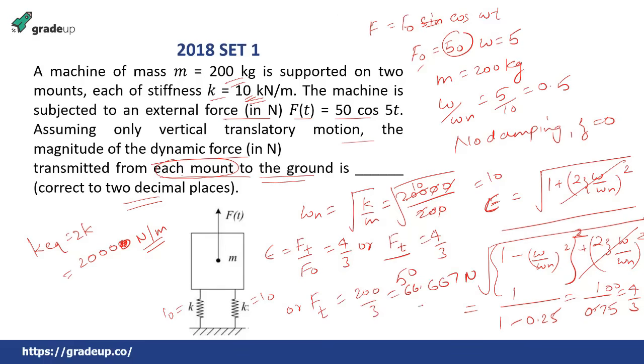66.667 Newton. But it is asked for each mount, and as there are 2 mounts, we divide this force for each mount, and we get 33.33 Newtons, because it is asking for each mount. This is the total force that has been transmitted, and from each mount it is transmitted as 33.33 Newtons. Please, that's why I asked you to focus on the words each mount.